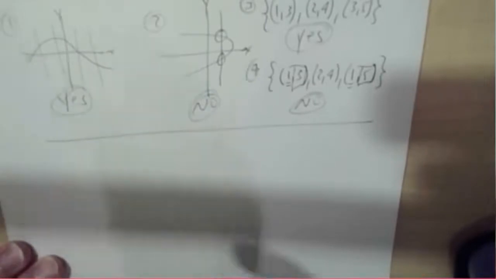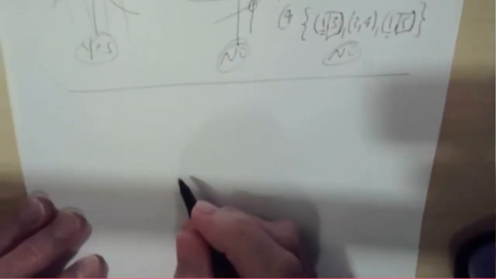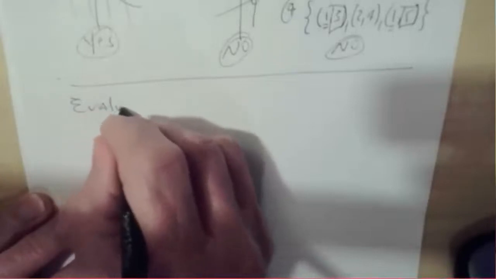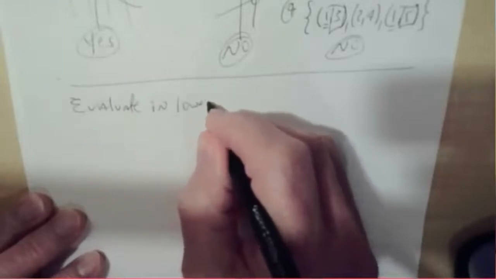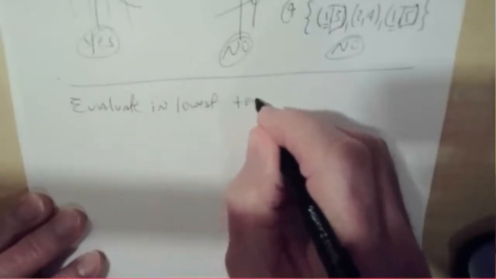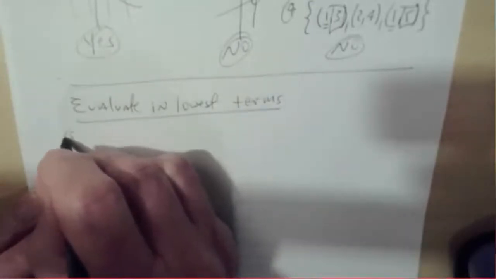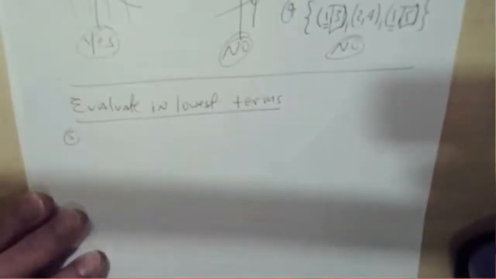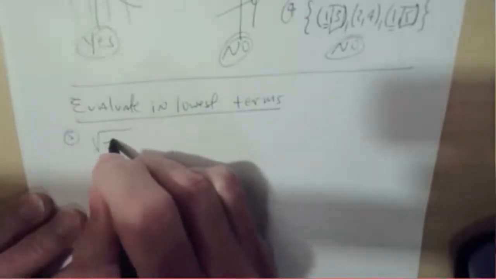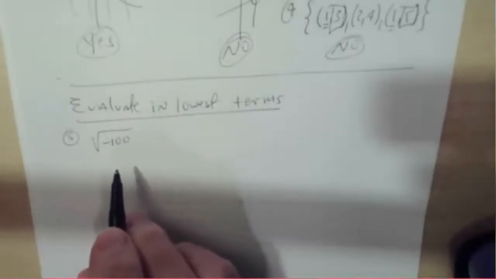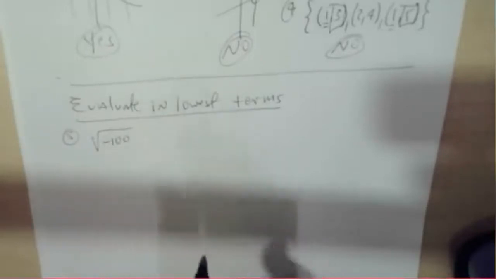Okay, the next bunch of these is evaluate in lowest terms. Number 5. Square root of negative 100. Remember, several months ago when we had this, it was undefined. Now we have a way of dealing with this.